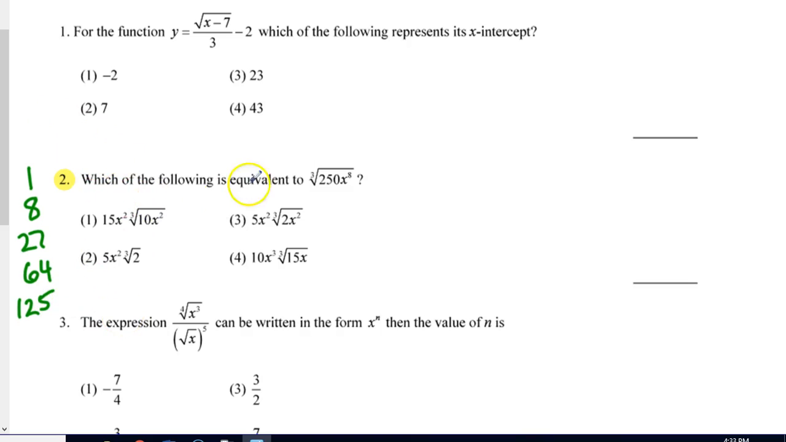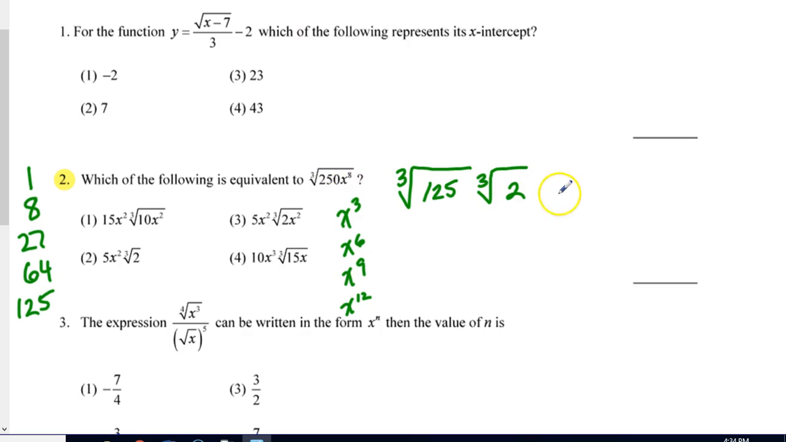I'm looking for one of these, the largest one, that will go into 250. Okay, so that's obviously going to be 125. And it has another factor of 2. So the next thing I'm going to look at is x to the 8th. This is where you have to be heads up because 8 is a perfect cube, but x to the 8 is not. Perfect cubes for exponents would be exponents that are divisible by 3. X cubed, x to the 6th, x to the 9th, x to the 12th. So the best I can do here is x to the 6th. It's the largest perfect cube that goes into x to the 8th.